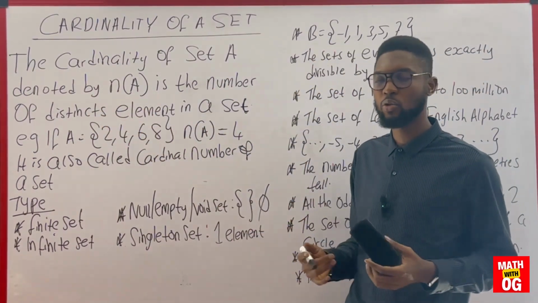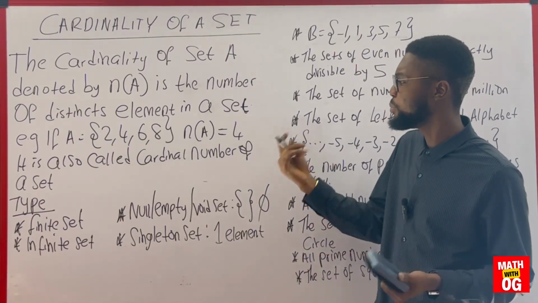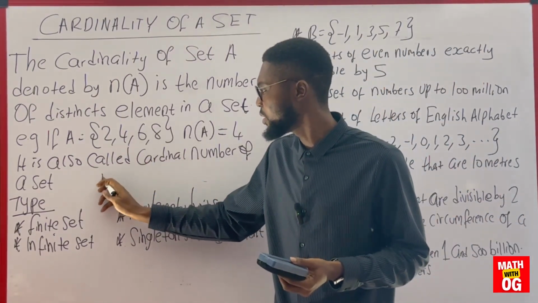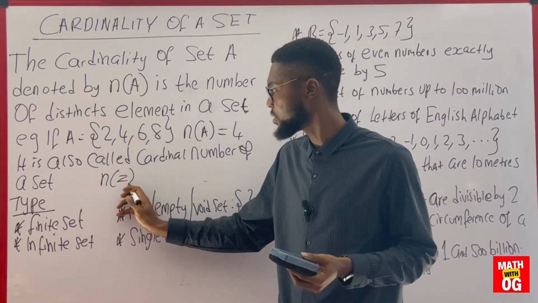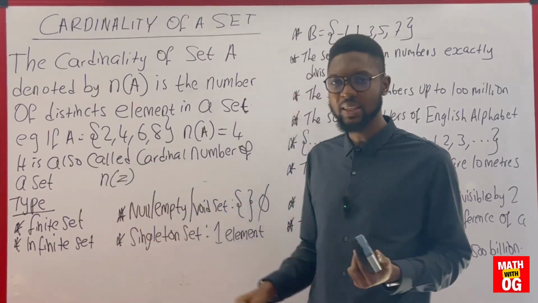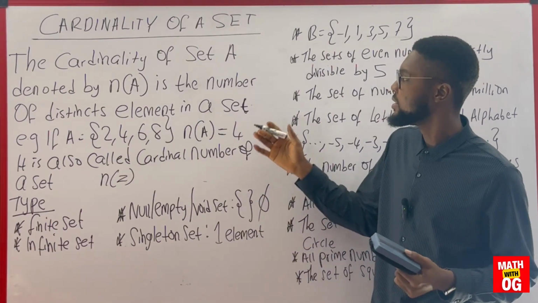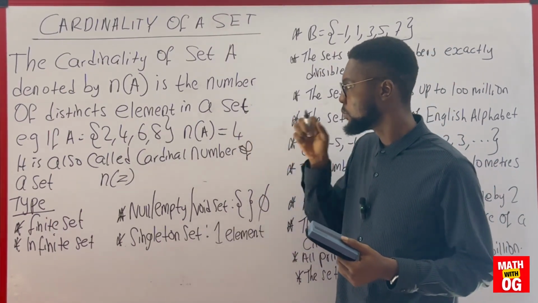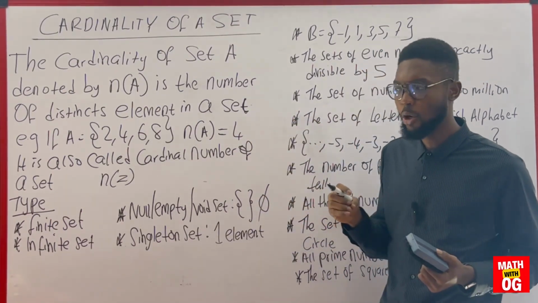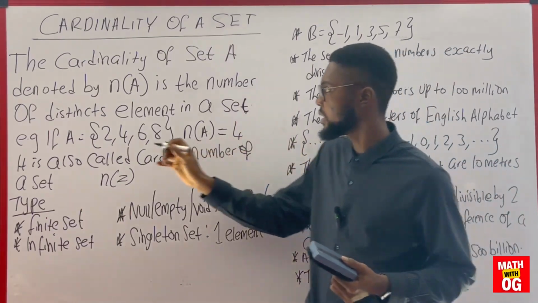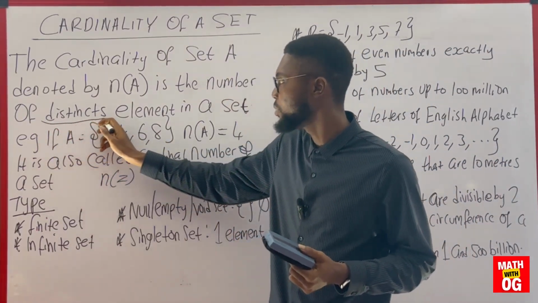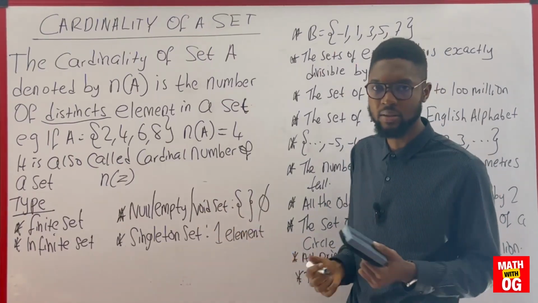So you must have come across a question where you'll be given a set, let's say B or Z or whatever, and asked what is n(Z). You'll be wondering what this means. This simply means the cardinality of the set is the number of distinct elements in a set. Take note of the word distinct. That means the number of different elements in a set.